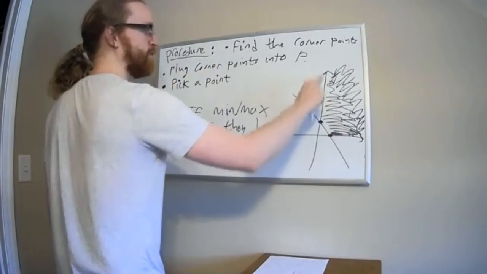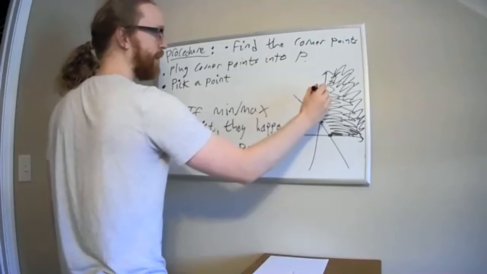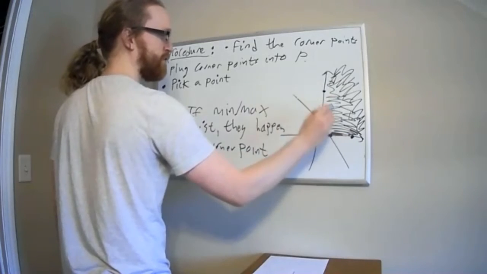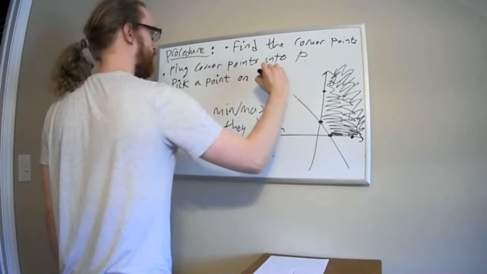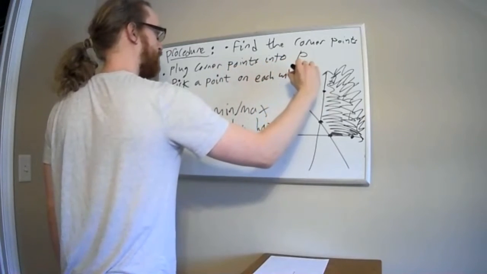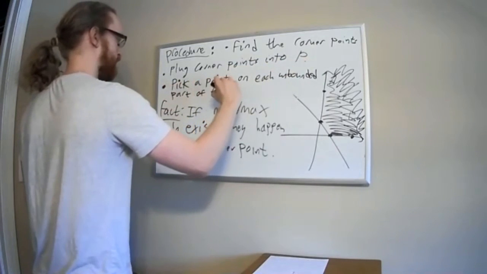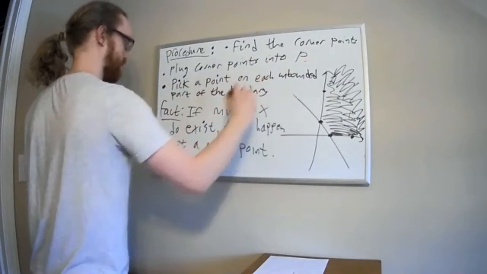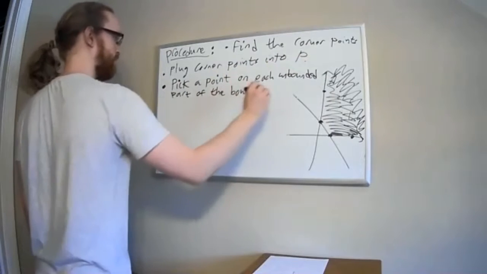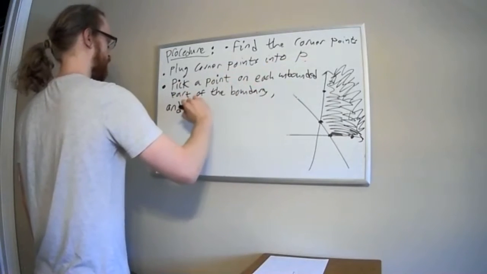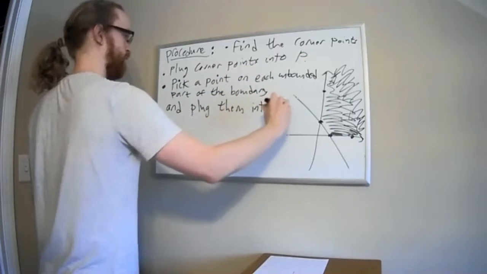So on these lines that go around the shaded part, I want to pick points on the parts that go off forever, and I want those to not be corner points. So here's how I'm going to write this. We're going to pick a point on each unbounded part of the boundary, and we're going to plug them into our objective function.